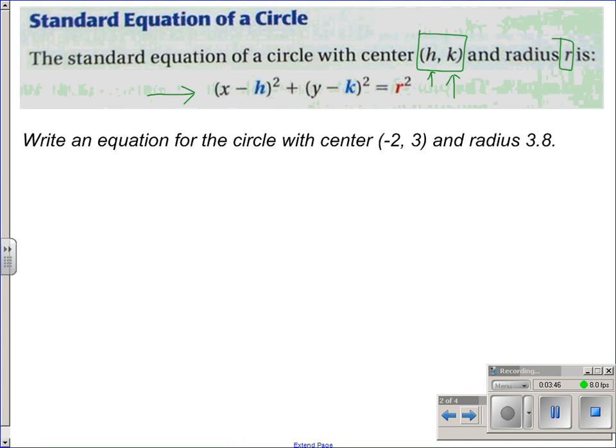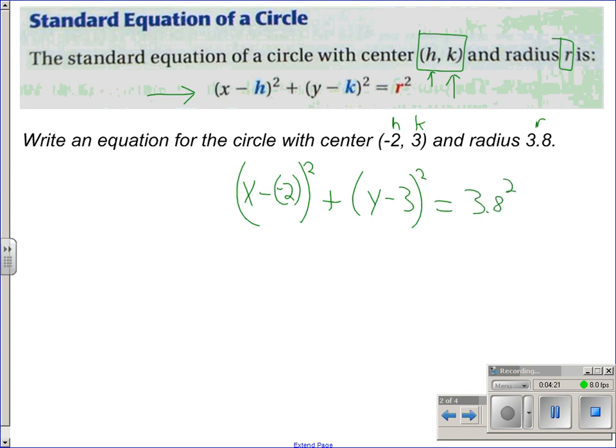This example says write an equation for the circle with center (-2, 3) and radius 3.8. So all we're doing is just plugging in. This is my h, 3 is my k, 3.8 is my r value. Plug them into this generic. x minus a -2. That quantity is squared plus y minus k. K is 3. That quantity is being squared. That equals the radius squared.